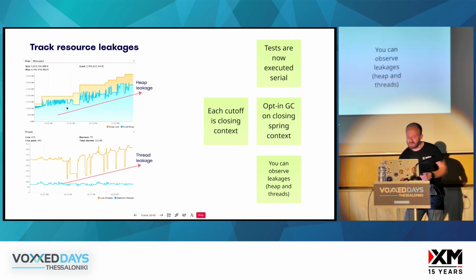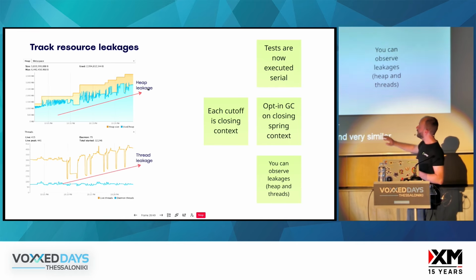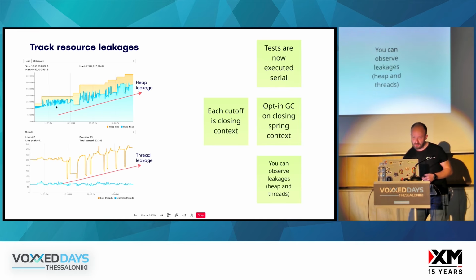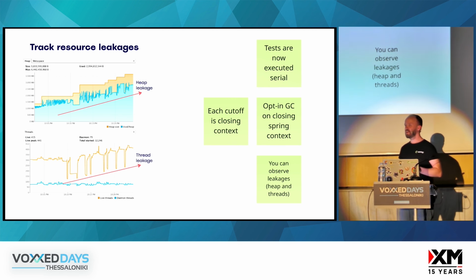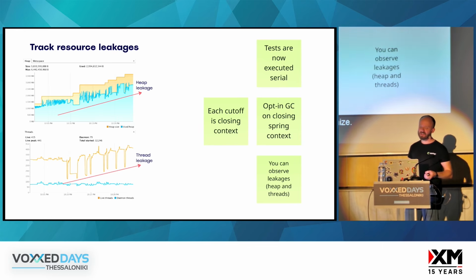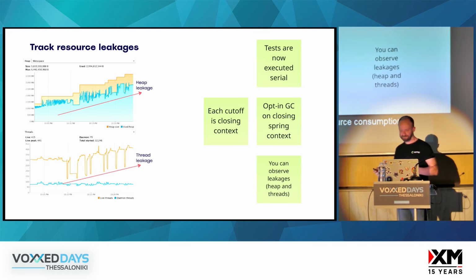And very similar if you track the heap usage. This also looks like a heap leakage. If you do not eagerly close Spring context, you just cannot recognize: is it heap leakage or thread leakage, or is it just increasing resource consumption because you execute more and more tests?